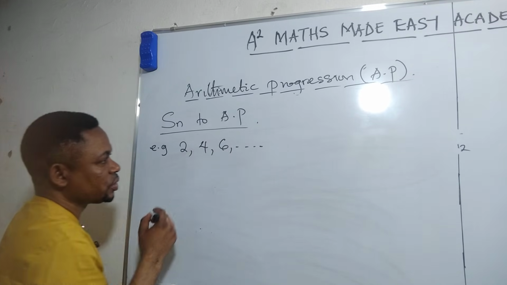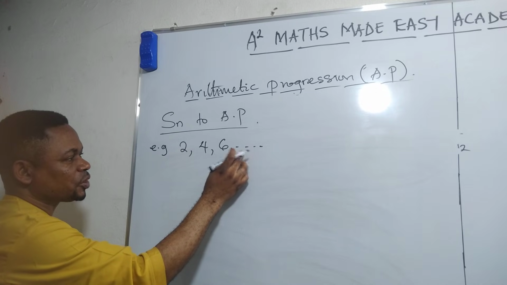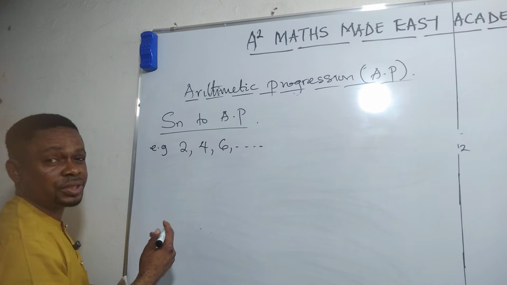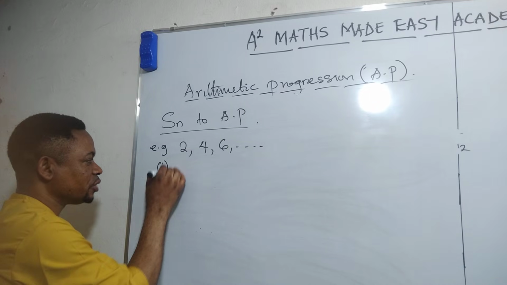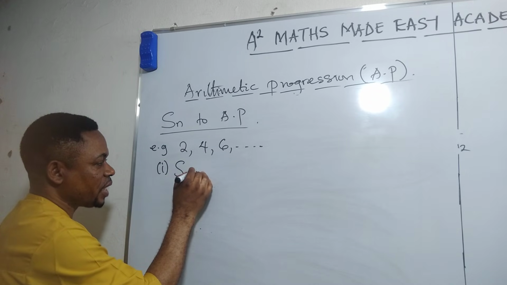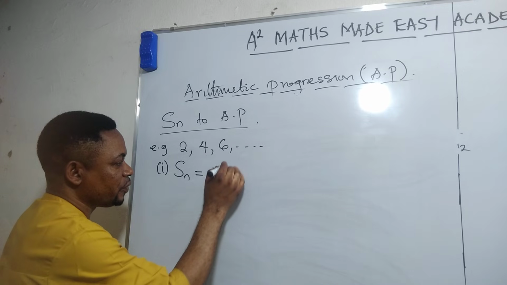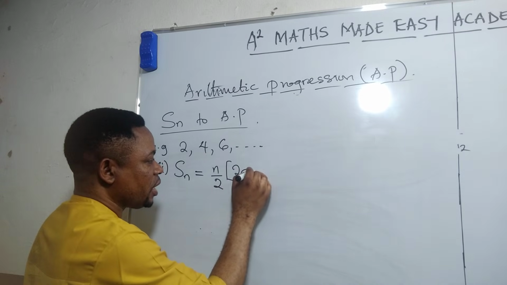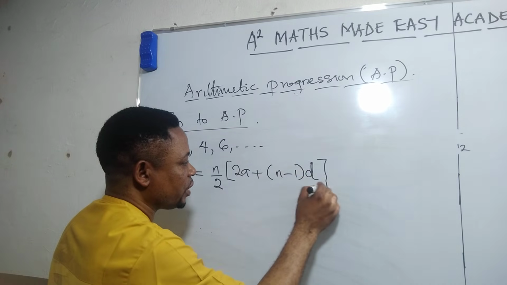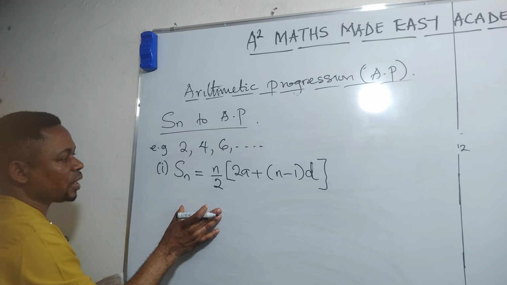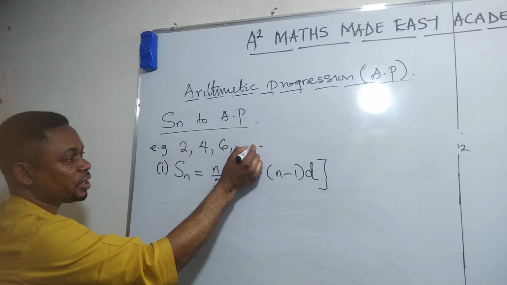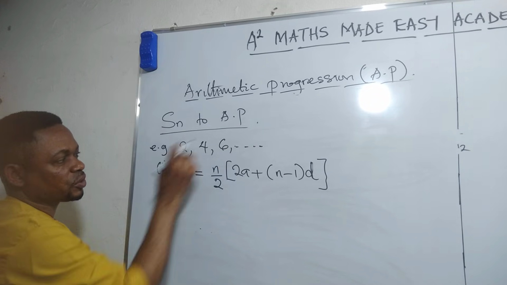Let's take for instance, if a sequence is given to you like this, 2, 4, 6, dot, dot, dot. Can you observe that this particular sequence is tending to infinity? So we regard it as an infinite sequence. So this is the formula that we are to introduce. Sum to n terms, S subscript n, is n over 2, open bracket 2A plus bracket n minus 1 times the common difference. So this is the formula on how to calculate sum of arithmetic progression when the sequence is infinite. What makes it infinite? Because of the dot dot.